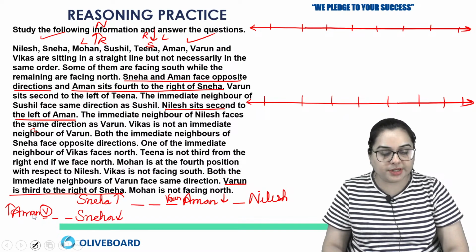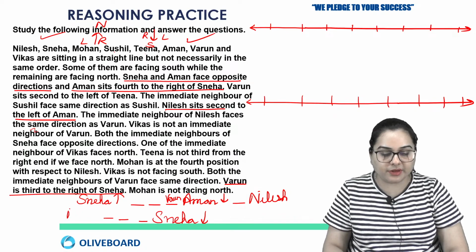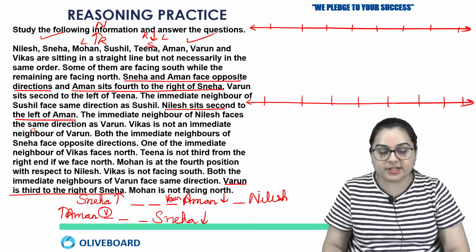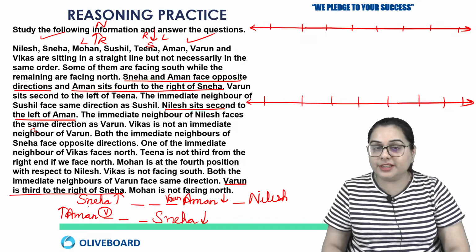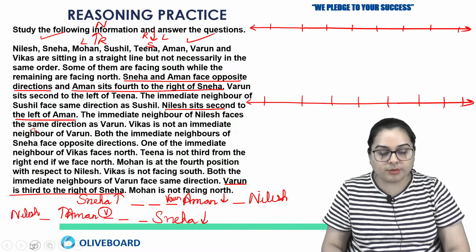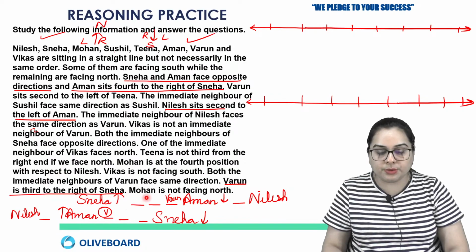In the second possibility, I need some space, so I'll just write it again. Sneha is facing south, and here leaving three, we have Aman, and next to Aman is Varun. Aman will be facing north. Nilesh is at the second to the left of Aman, so here I am going to write Nilesh. Now just count how many persons are there in the row. Sneha 1, 2, 3, 4, 5, 6, 7.